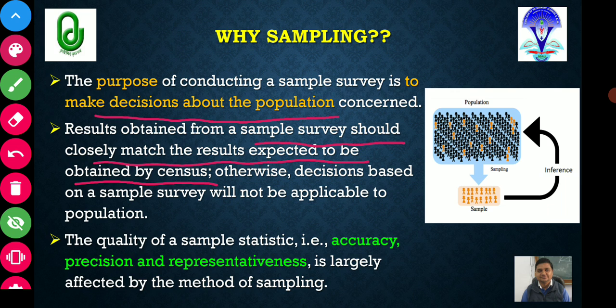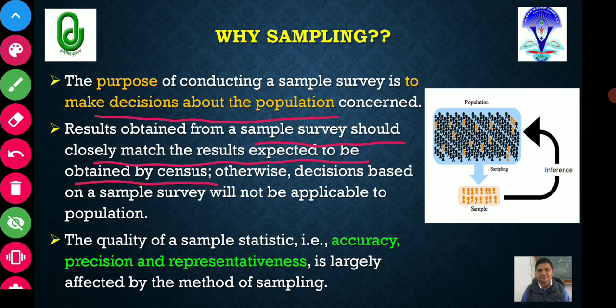Because in assumption that the results obtained on the sample will be close enough to the results obtained by census survey, and that is why the decision based on sample survey will be applicable to the population. If it is not close, then we cannot apply the decision of sample, or we cannot interpret about the population based on the study on sample.